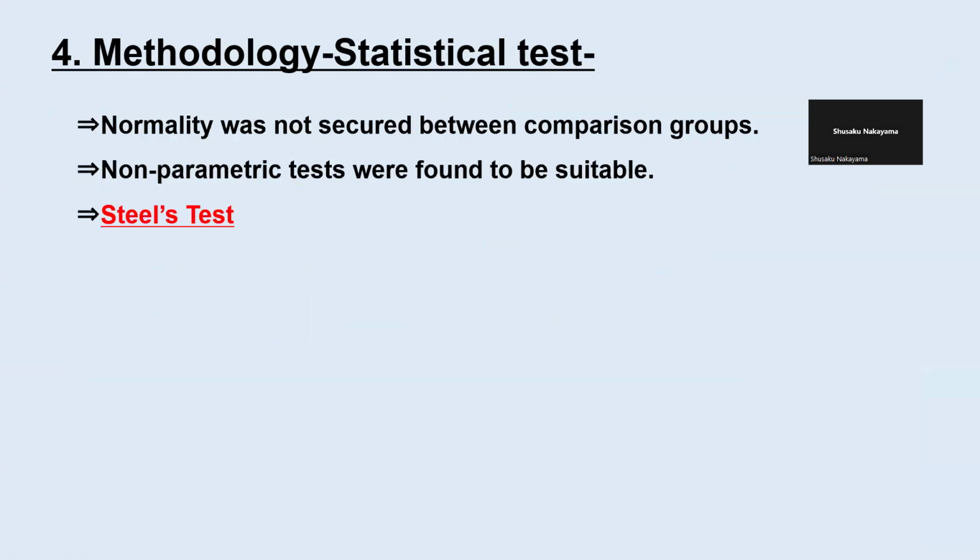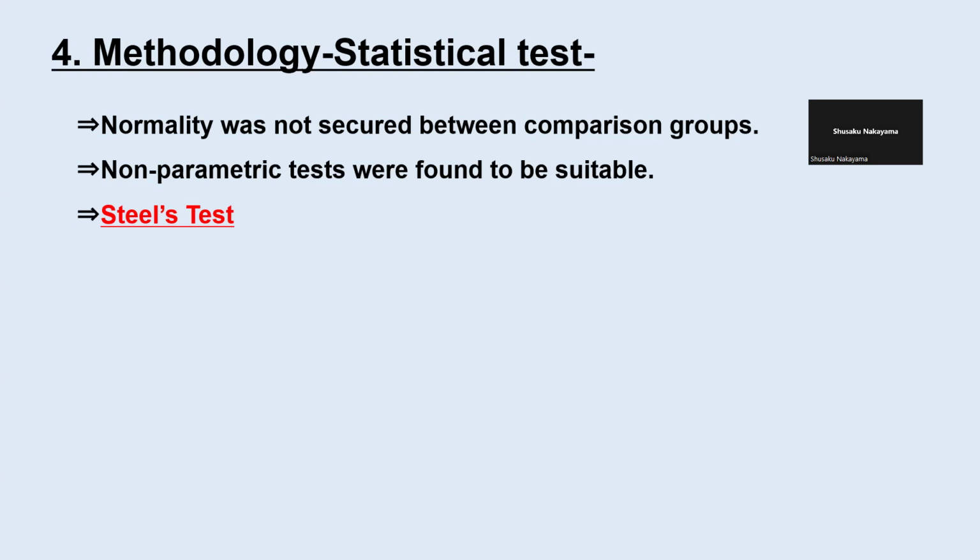Next, I'll explain statistical tests I used to investigate differences in frequency of use of each modality between Japanese learners and the two reference points. First, I performed the Shapiro-Wilk test, and the normality was not secured between comparison groups. So non-parametric tests were found to be appropriate. Among several of them, the Steel's test seemed to be the most suitable option for the study.